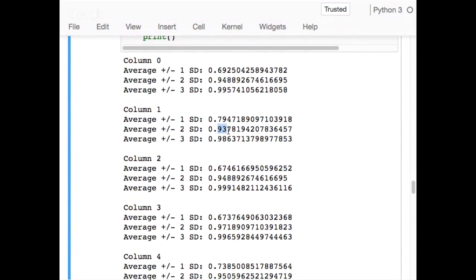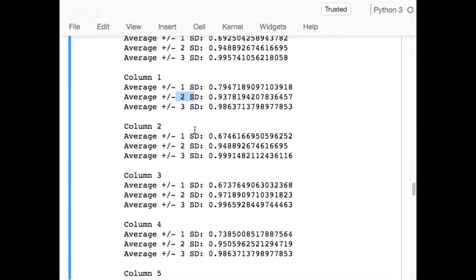Some of them are below. So when our distribution is not perfectly bell-shaped, we won't get exactly 95%. We'll get a little bit lower. But if it is perfectly bell-shaped, then within 2 standard deviations, we'll get exactly 95. Here we have a little bit more.